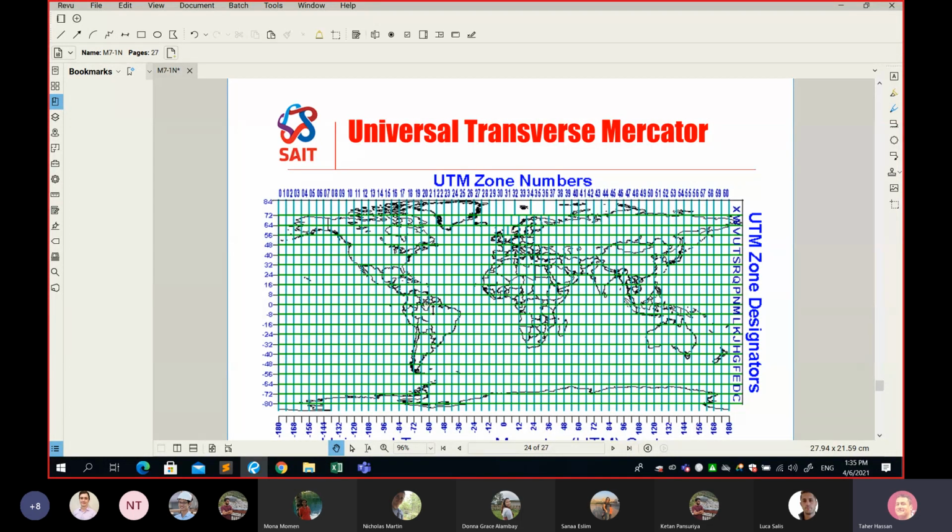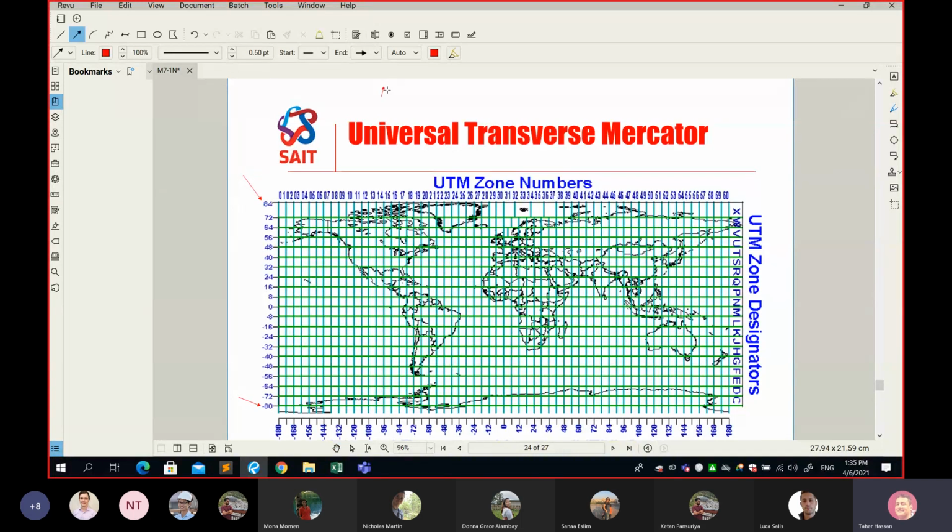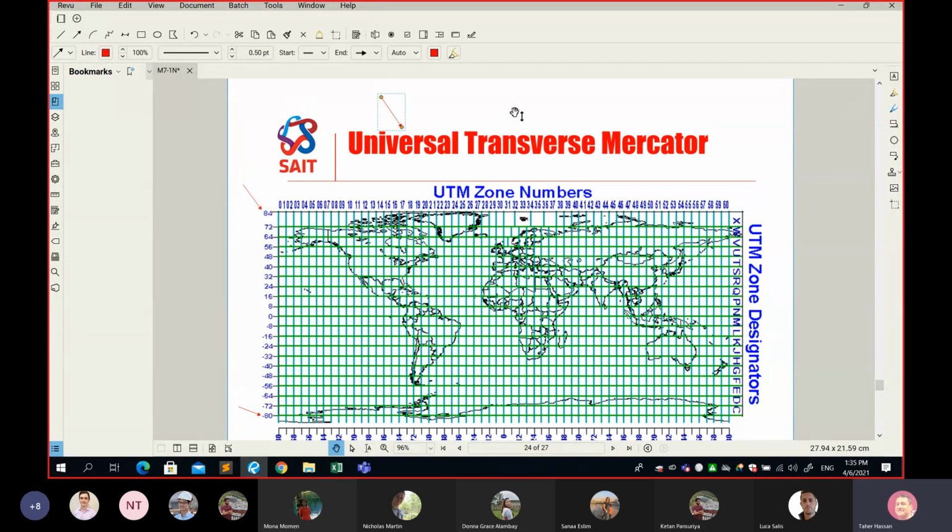You can see this is the entire globe. It goes from 180 west to 180 east in terms of longitude. In terms of latitude, it goes between -80 and 84, pretty much the entire Earth, because we're still missing 6 degrees north and 10 degrees south. Nobody lives there, so it's okay. So UTM is a universal projection system. It means we can use it almost everywhere on the Earth.